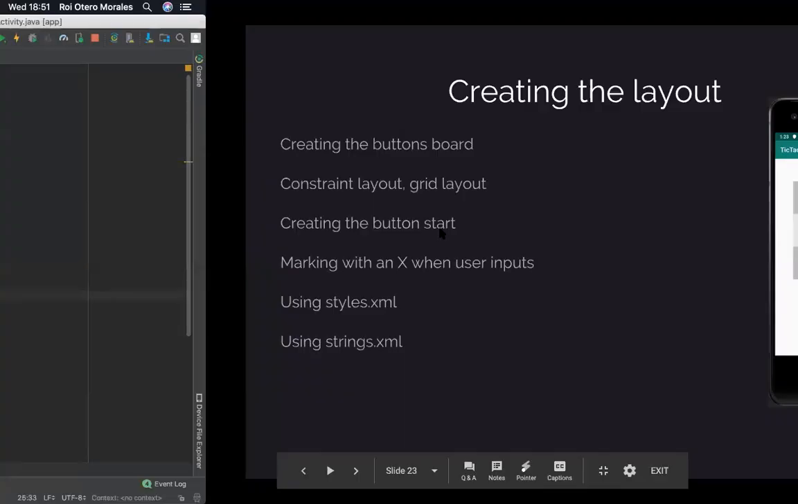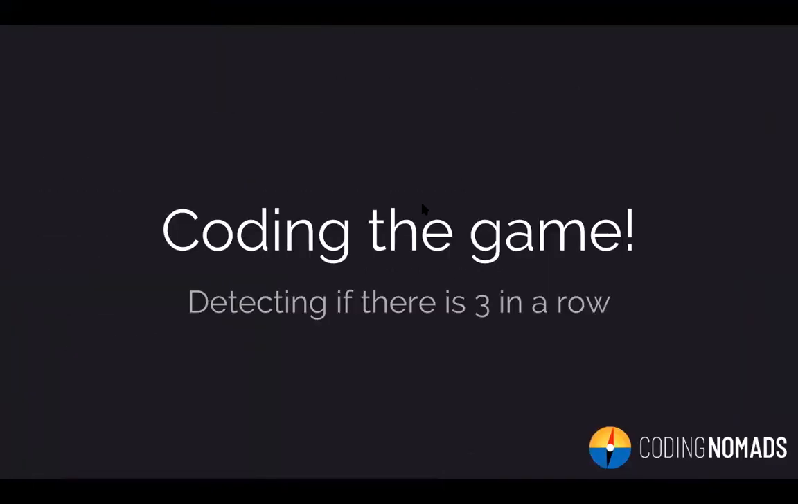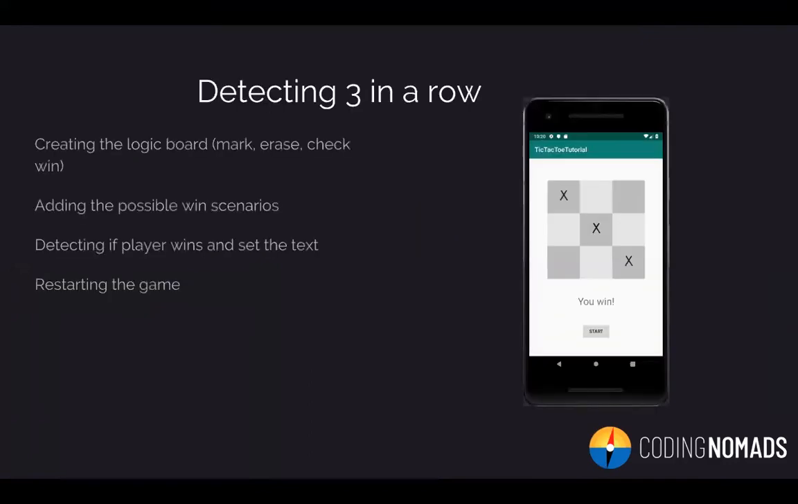So we did the first part. Let's go with the second part: coding the game. We will actually try to make the game do something. It will detect if there are 3 in a row. To detect that, there are only 8 possible scenarios in this game: 3 in a row horizontally, 1, 2, and 3; 3 in a row vertically, 1, 2, and 3; and 2 diagonals, 1 and 2. So those are the 8 possible scenarios in which someone will win. So we need to detect those scenarios.